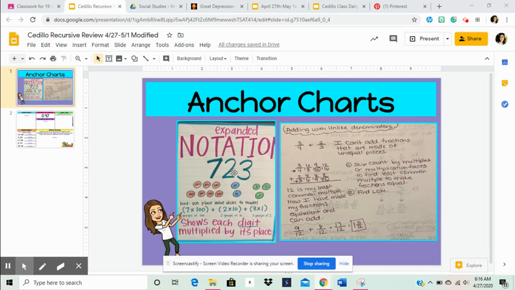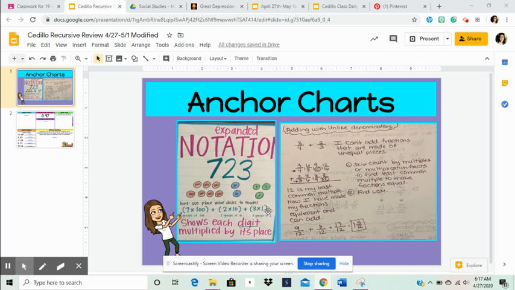So if you remember, expanded notation is using the place value and showing you how many groups of that there is. So for example, in 723, you have open parentheses 7 times 100 close parentheses because my 7 is in my hundreds place. You have 2 times 10 because my 2 is in my tens place, and then 3 times 1 because my 3 is in my ones place.